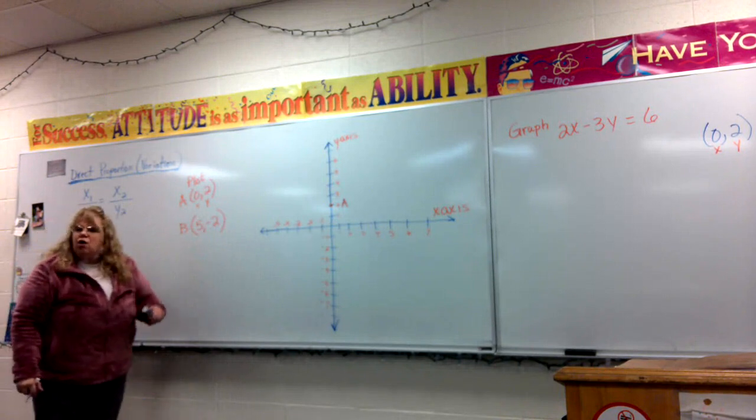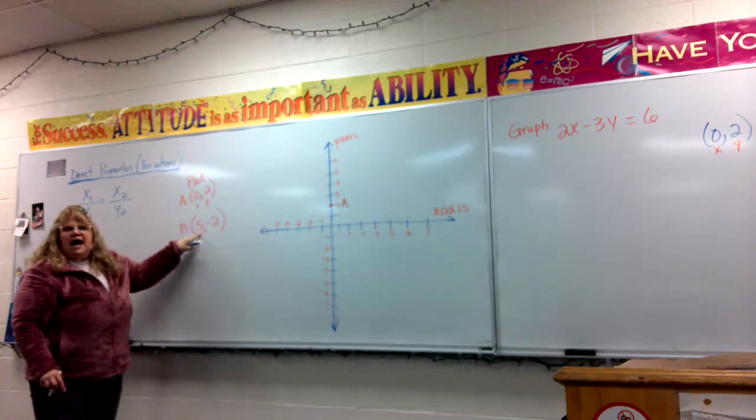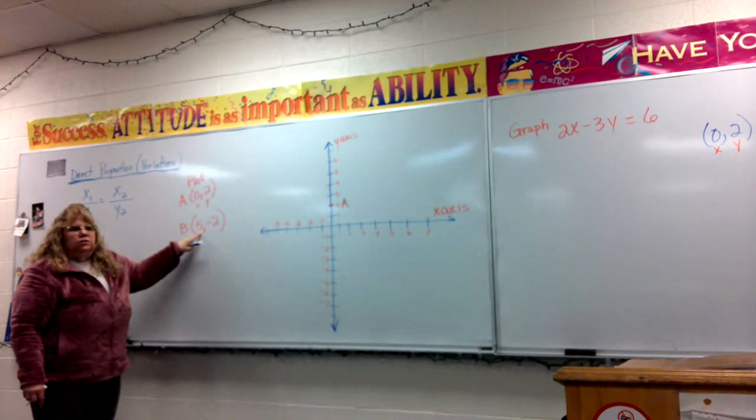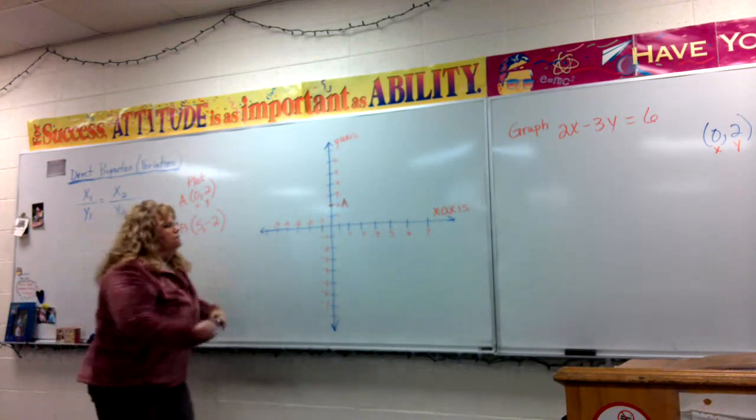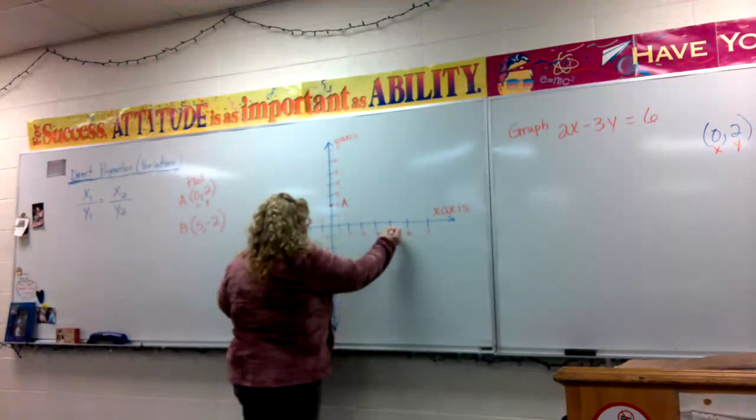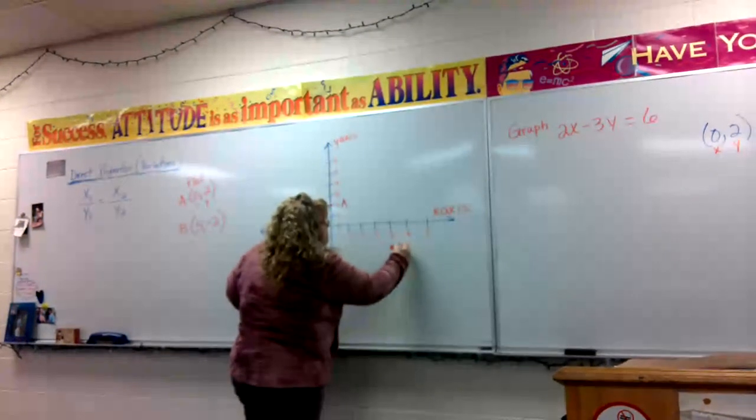So where would you go? This one is back and forth. So 5 to the right, and then 2 down. 5 to the right, 1, 2, 3, 4, 5, and then 2 down. So point B would be right about there.